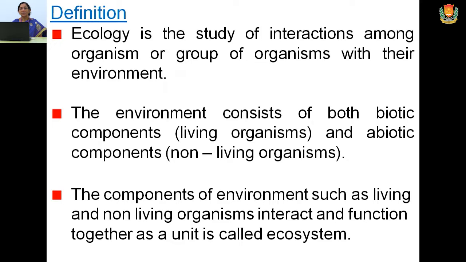Then there are different types of ecosystems. Ecosystems are of two types, terrestrial and aquatic. Terrestrial are land-based ecosystems and aquatic are water-based ecosystems. The terrestrial are again of three types, that is forest ecosystem, grassland ecosystem and desert ecosystem. Whereas aquatic ecosystems are again of two types, that is marine ecosystem and freshwater ecosystem.